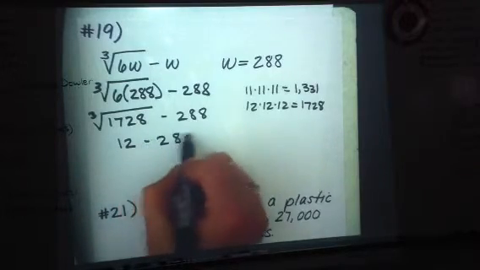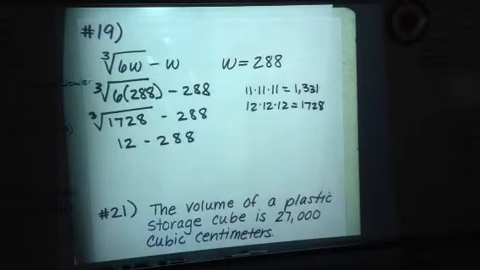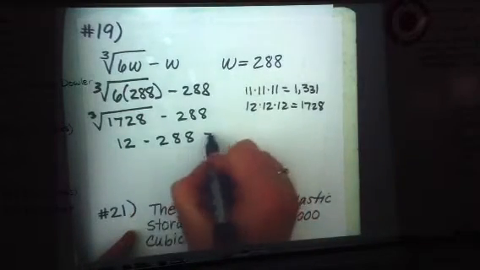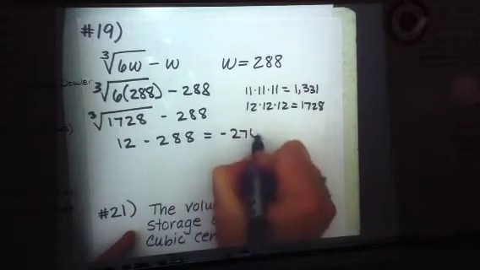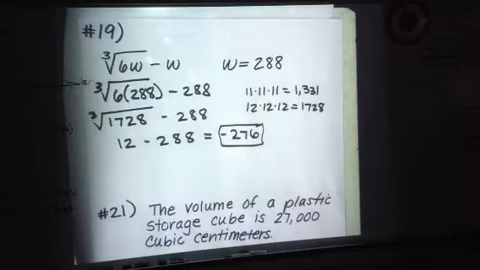And we're just going to continue with our problem. So we're going to take 12 minus 288. And I'm going to get a big number here. That's okay. And it's going to equal a negative 276. So all you're doing is replacing values and then going through the same type of problem that we've been doing.